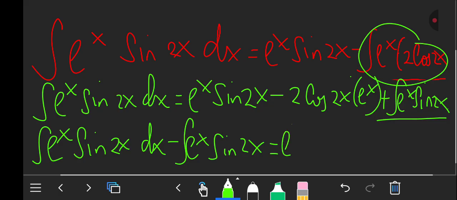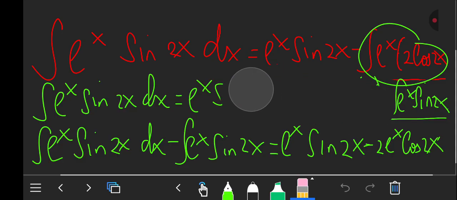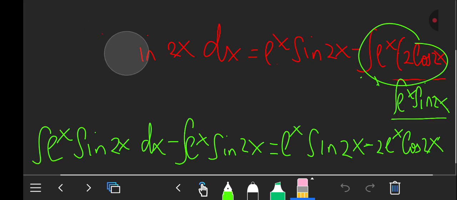This will be equal to e to the power x sine 2x, then minus e to the power x cos, okay, there is a 2 there, so I can say 2 e to the power x, then cos 2x. Okay, like that. Then I can just add now the two.